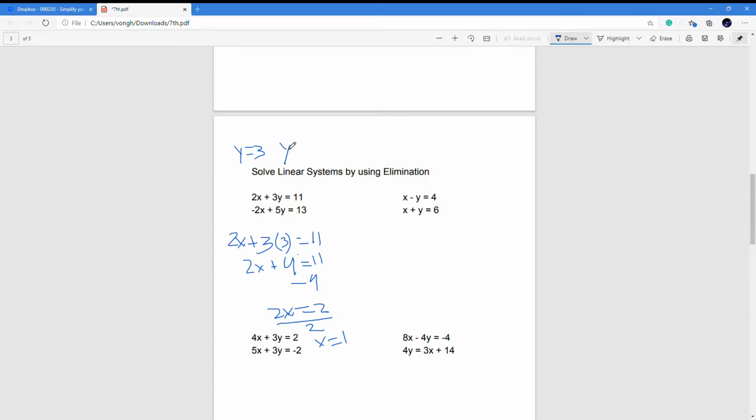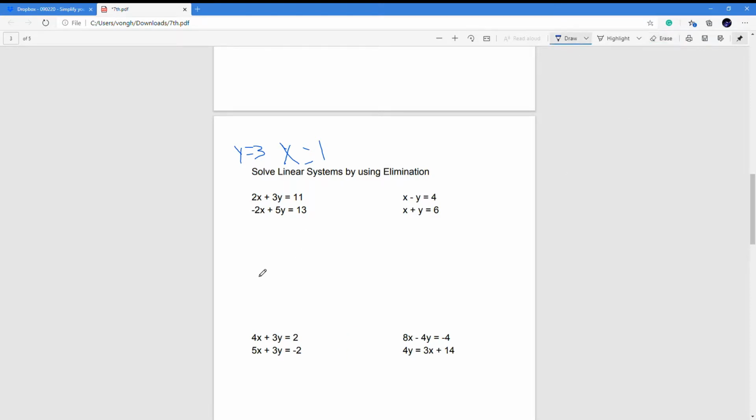So now we found both values: y equals 3 and x equals 1. And to check your work, you just plug it back in, like how we did in substitution. But yeah, that's basically the gist of elimination.